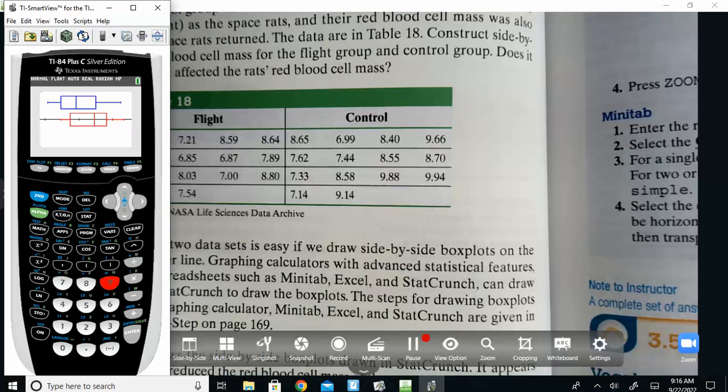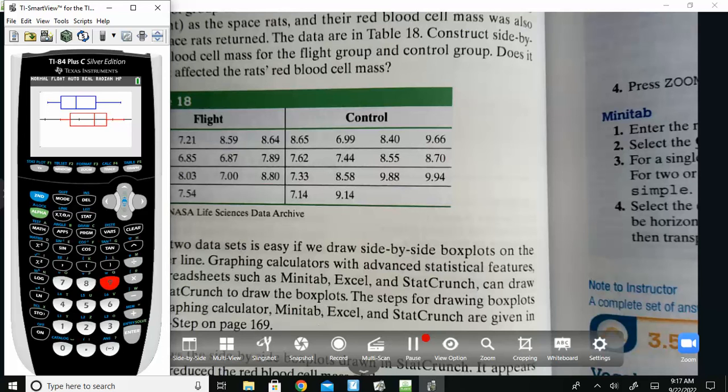All right. Okay, so now I could compare these two. So what differences do you notice? Okay, everybody back here. What's the difference? They're in 2 different spots. So this was my flight group. What's true about their red blood cell mass? Is it higher or lower? Lower. It's lower. Which one's more consistent?